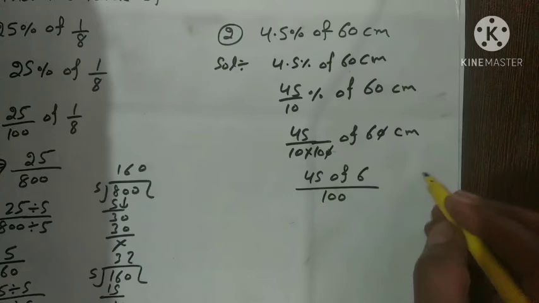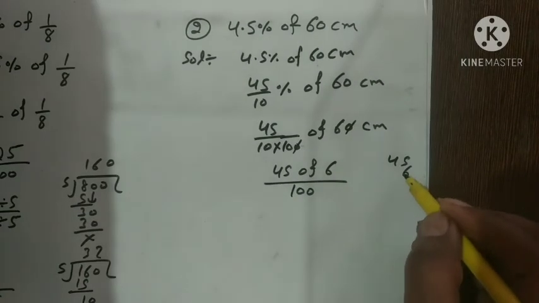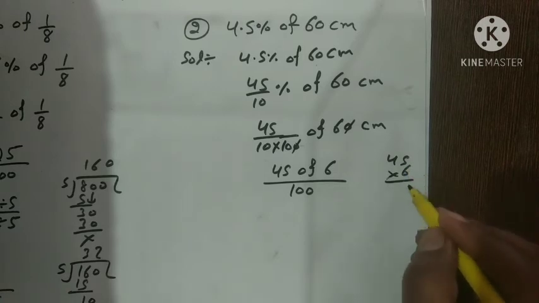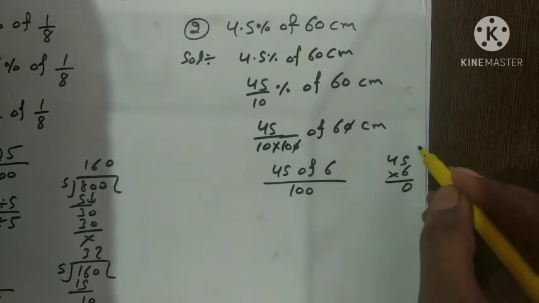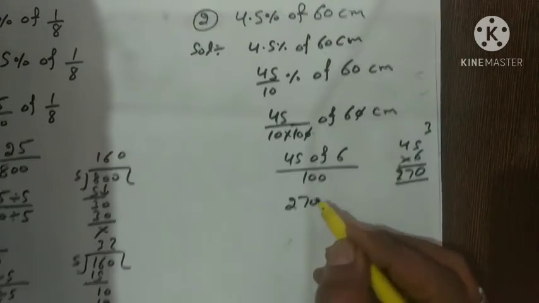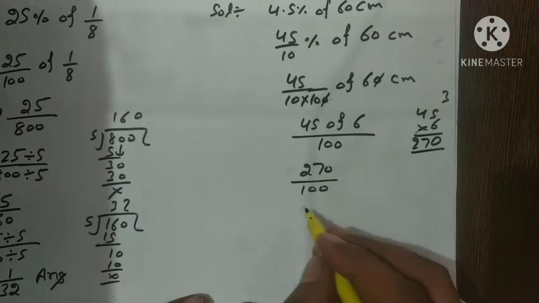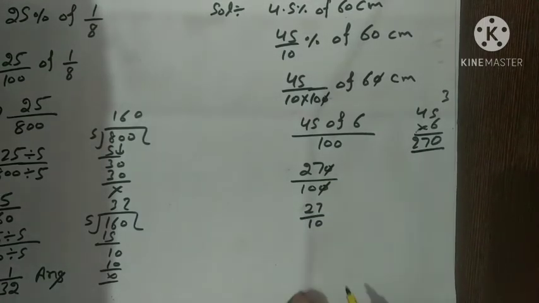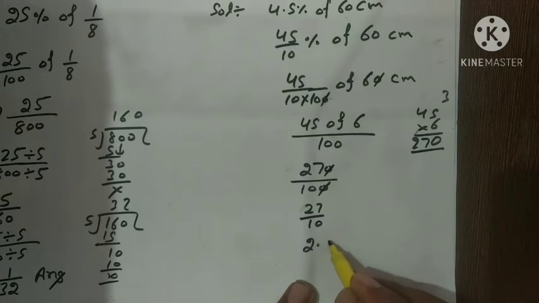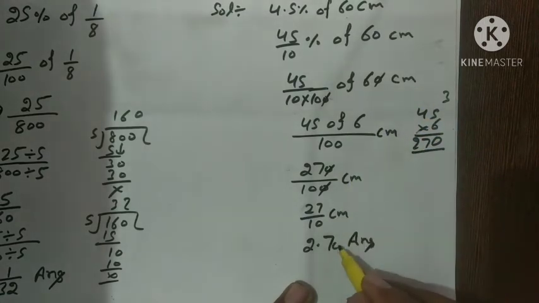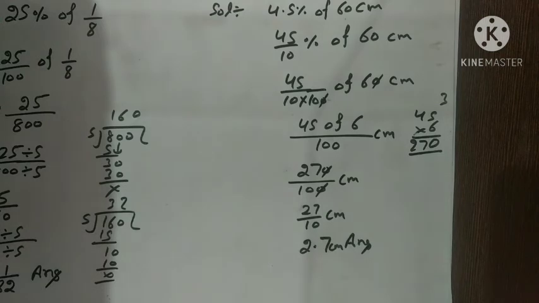Now 45 of 6 means multiply 45 by 6. 45 of 6 means to multiply them. That is 270. So 270 is in the numerator and 100 is in the denominator. Cancelling the extreme 0, I got 27 over 10. So it can be represented as a decimal fraction. So 2.7 is my answer. But you know the unit is there, centimeter. So I will write the unit with this. So 2.7 centimeter is my answer.